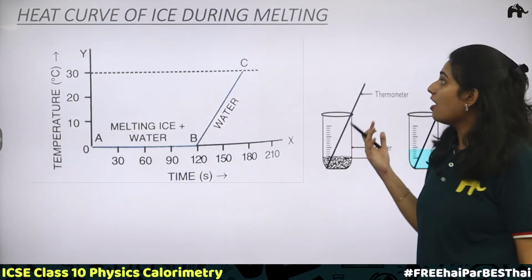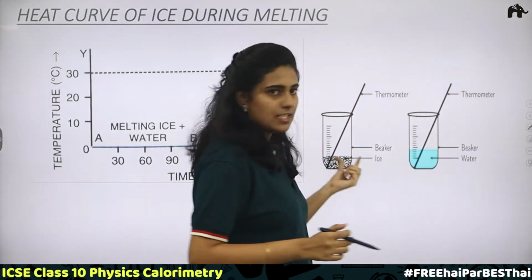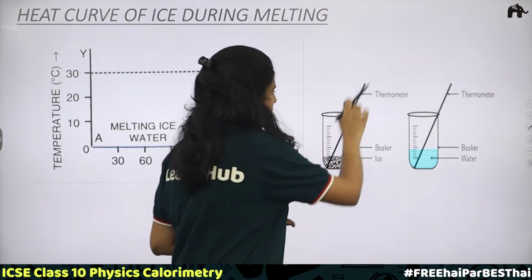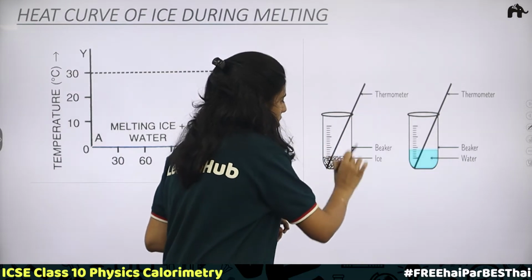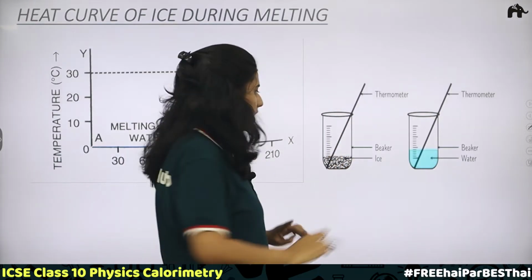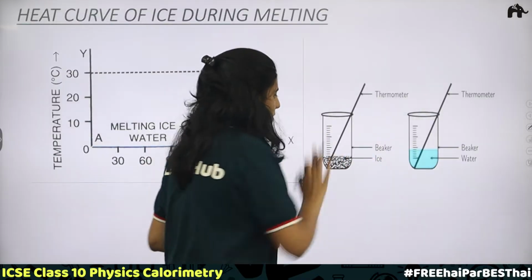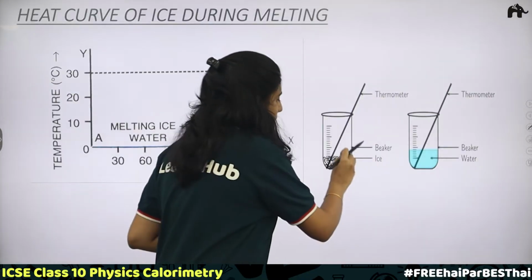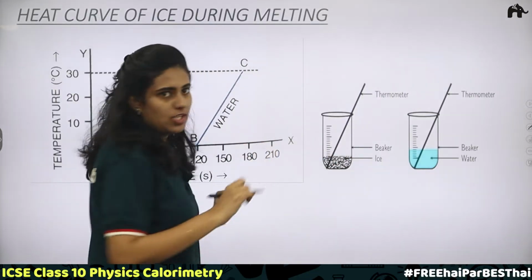Heat curve of ice during melting. So for this, you have to perform an experiment. Take a test tube, fill half the test tube with ice cubes. Okay, then you have to keep a thermometer. Remember, the bulb of the thermometer should not touch the walls of the beaker. Okay, when you keep a thermometer, why is the thermometer used? To measure the temperature. When you keep a thermometer in this ice, you can note that the temperature will be 0 degrees Celsius. Okay, initially the temperature is 0 degrees Celsius.